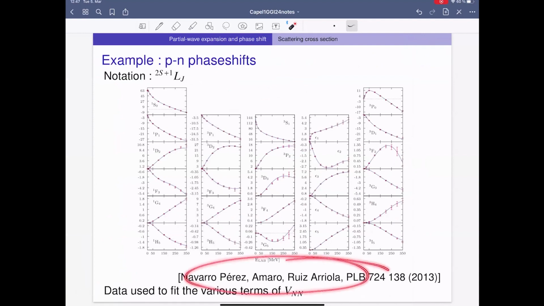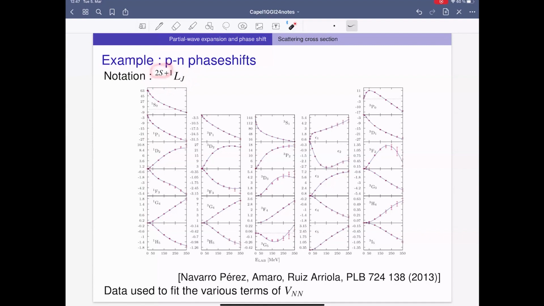So here is an example. It's a work of this group, where they use this phase shift exactly as what was said in the previous lecture. So you use numerical data. The phase shift, in this case, is the proton-neutron phase shifts for different partial waves. Of course, this is a realistic calculation, so they include the spin. The notation of the channel is L, the orbital angular momentum, in the usual spectroscopic notation: S for L equals 0, P for L equals 1, D for L equals 2, etc.